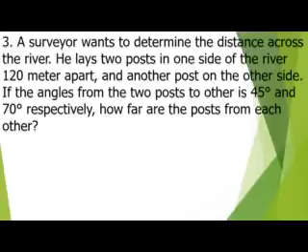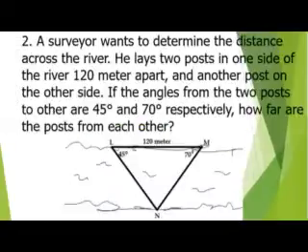Example number 3. A surveyor wants to determine the distance across the river. He lays two posts on one side of the river 120 meters apart and another post on the other side. If the angles from the two posts to the other are 45 degrees and 70 degrees respectively, how far are the posts from each other?